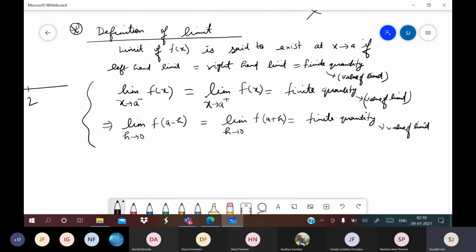Let us take an example. This will help us understand everything. Suppose the question is this. Evaluate limit x tends to 2. Same question which we solved using the table. Now we will solve it mathematically. This is the question.